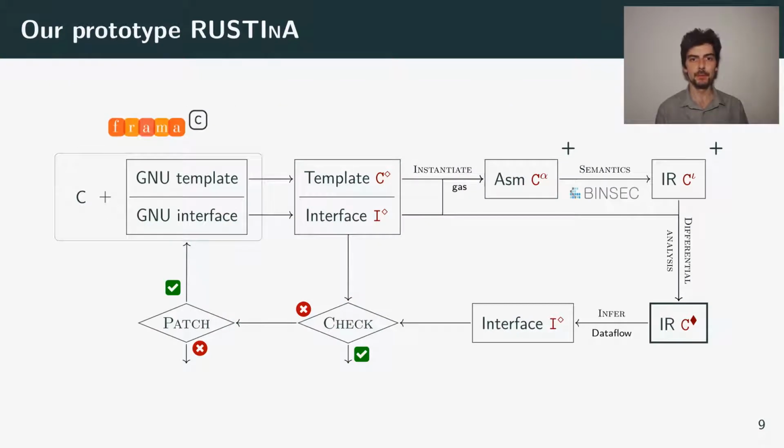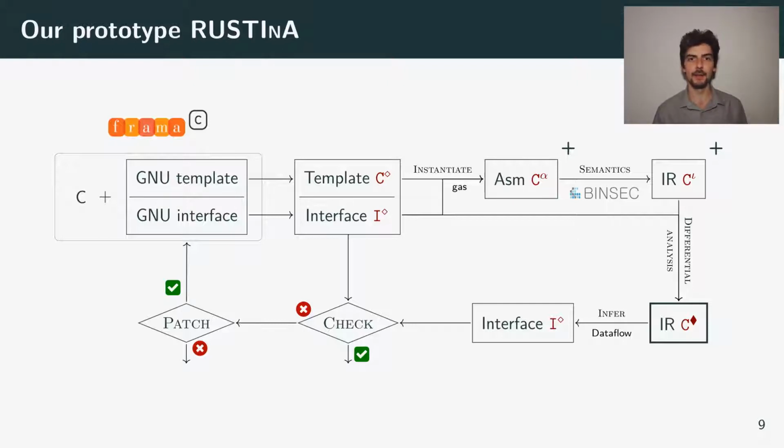Now, turning back to compliance checking, you can see here the workflow of our prototype RUSTINA. RUSTINA is built on top of the Pharos framework for C parsing and the BinSec platform for semantic extraction from raw assembly. We then developed dedicated analysis based on data flow analysis to collect useful information about the assembly and somehow infer an over-approximation of the required interface. At the end, we compare what we have just inferred with the actual interface and take the appropriate decision, including proposing a patch. This is a rough overview of our technique.